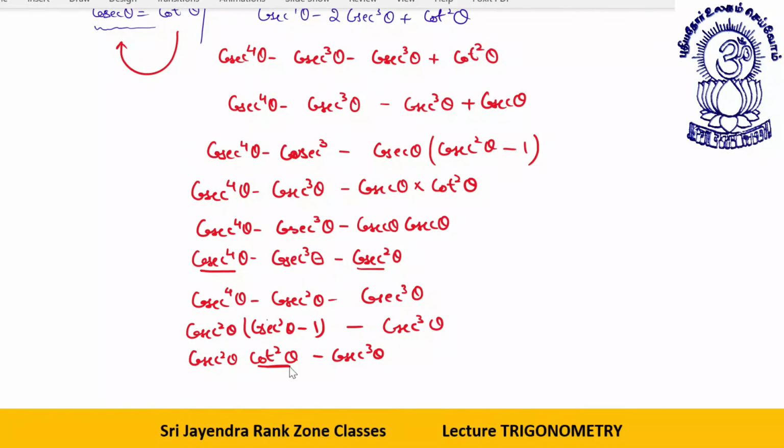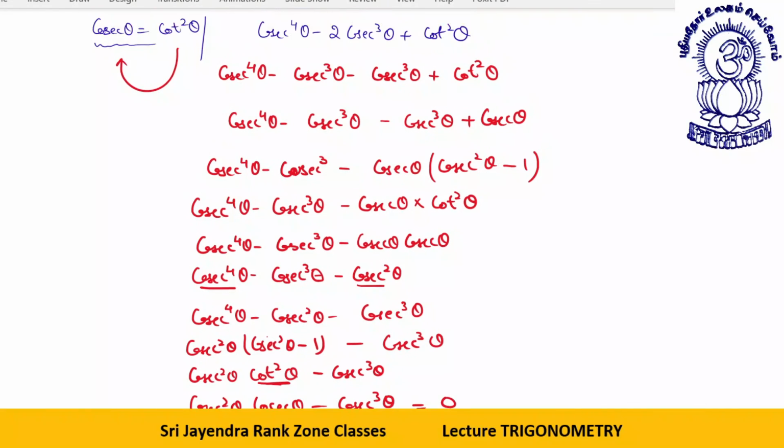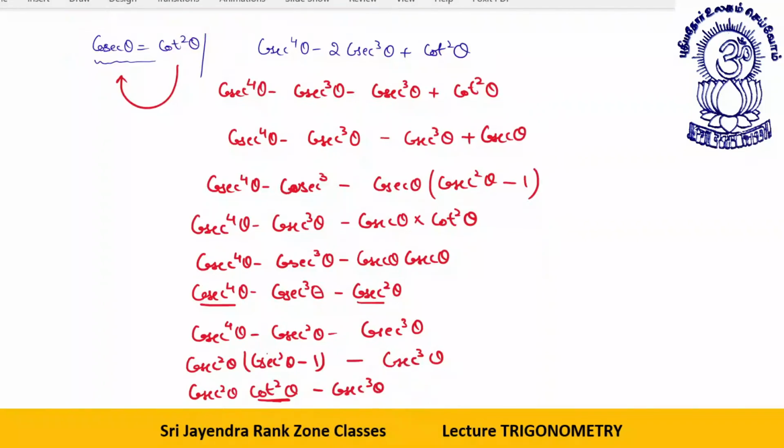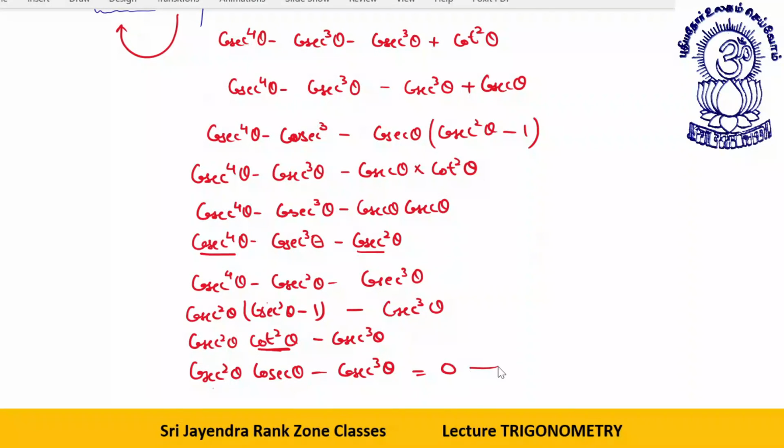So cot square is cosec theta. So this is like cosec square theta into cosec theta minus cosec cube theta. This will come out to be 0. Do we have any such option? Option number 2 is the answer.